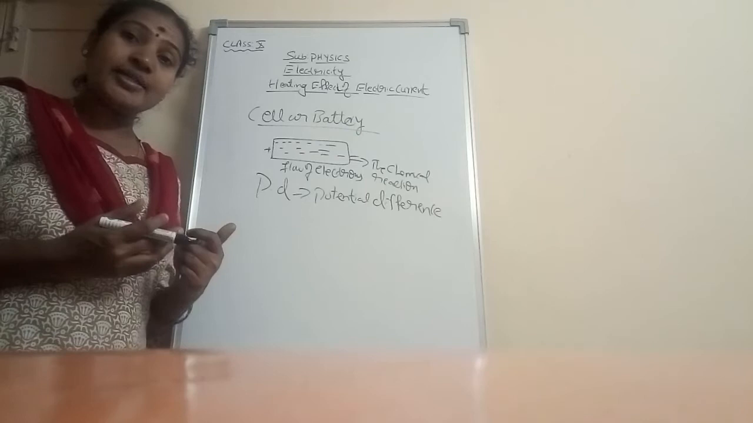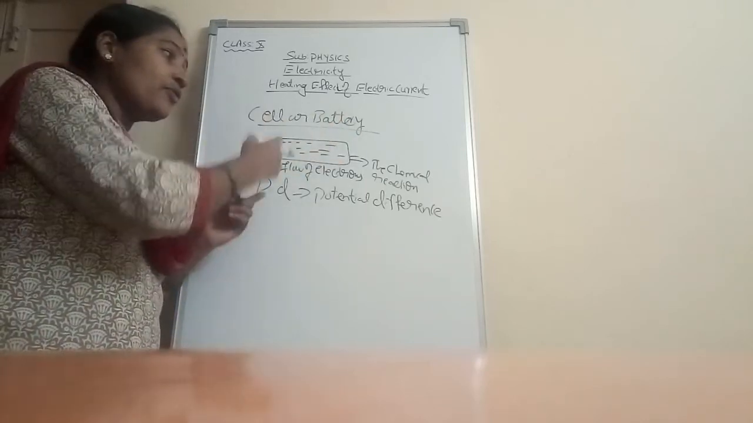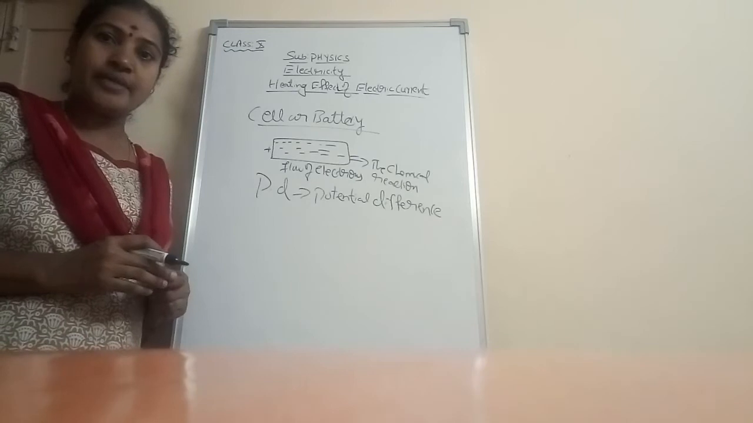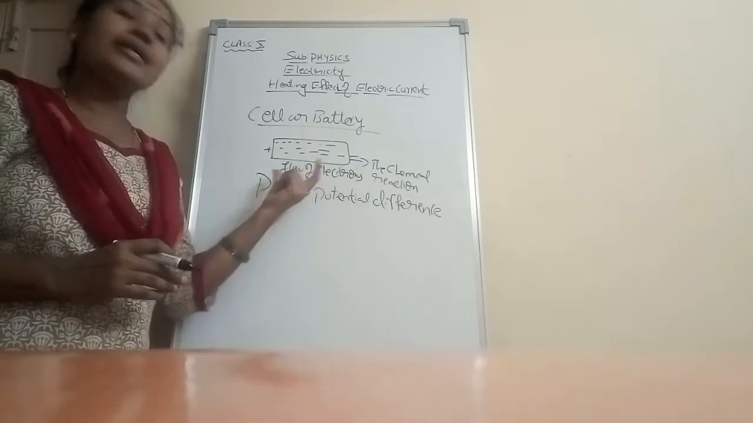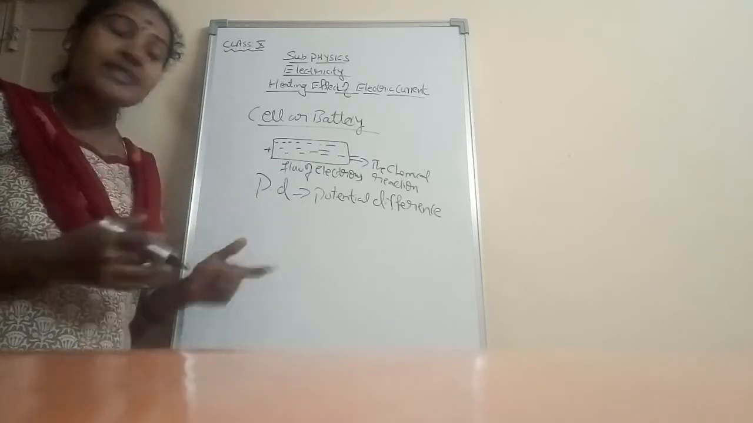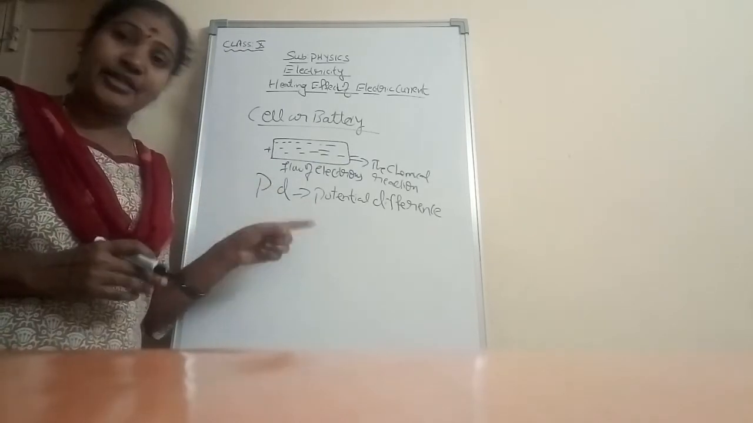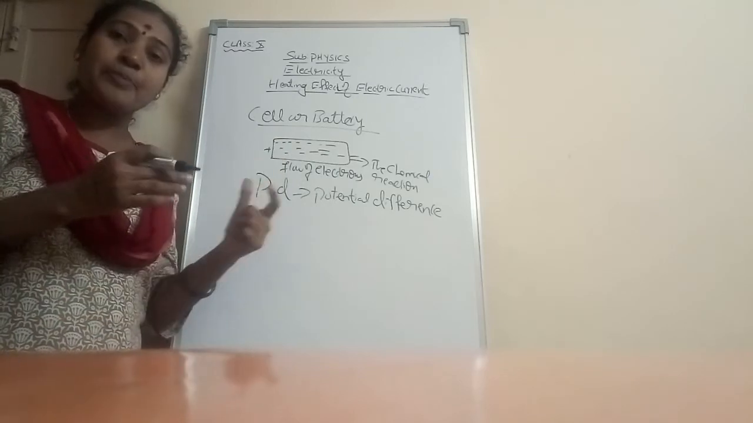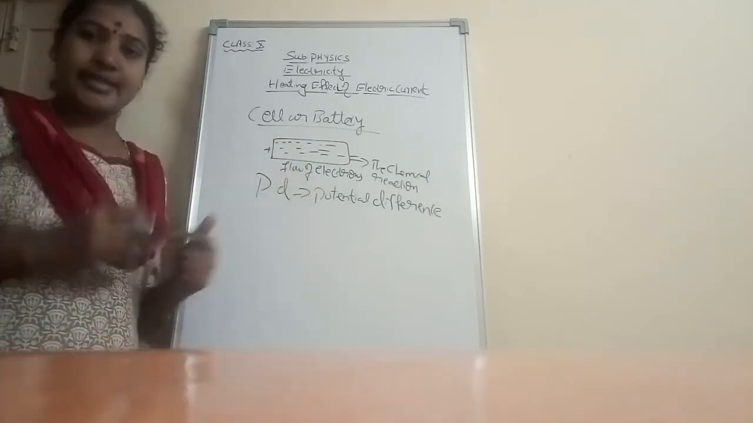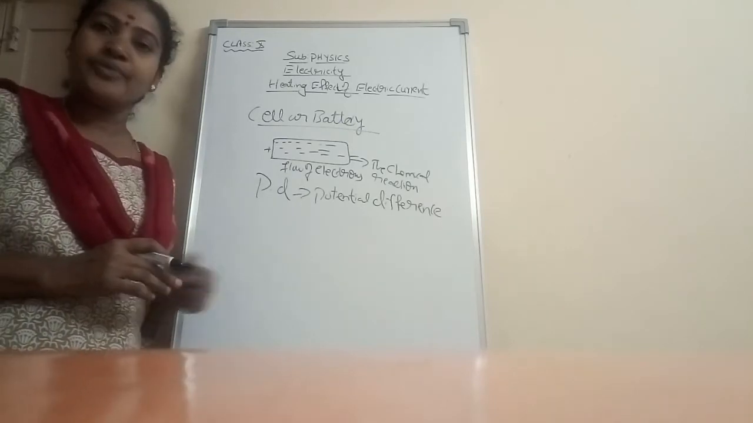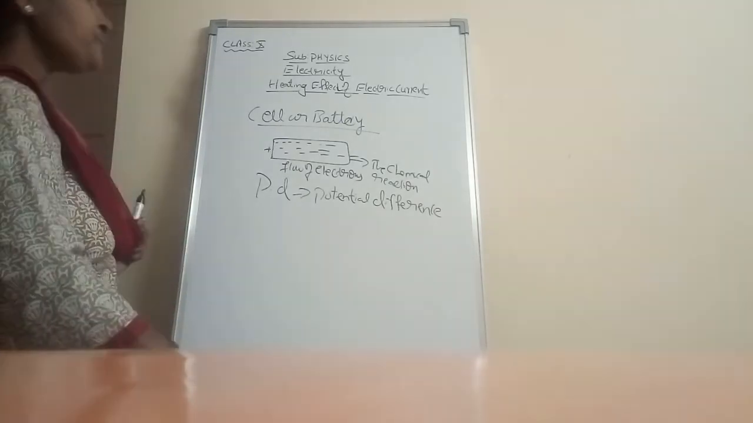In that case, what is happening? The electrons will flow from one end to another end. That makes the flow of current. Understood, children? The chemicals inside the cell make the reaction and it generates the potential difference across the terminals of the battery, which makes the flow of electrons in it. That makes the flow of current in a cell or a battery. This is the concept, children.